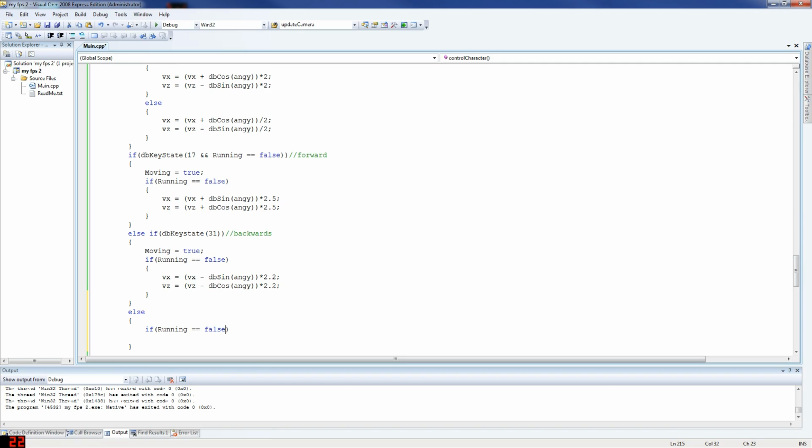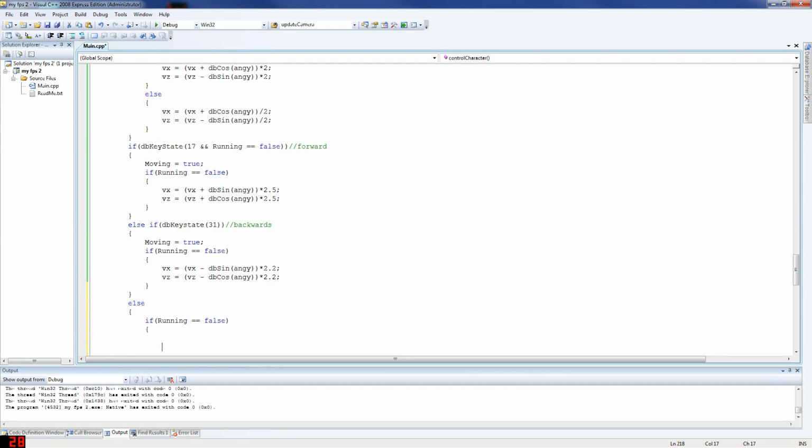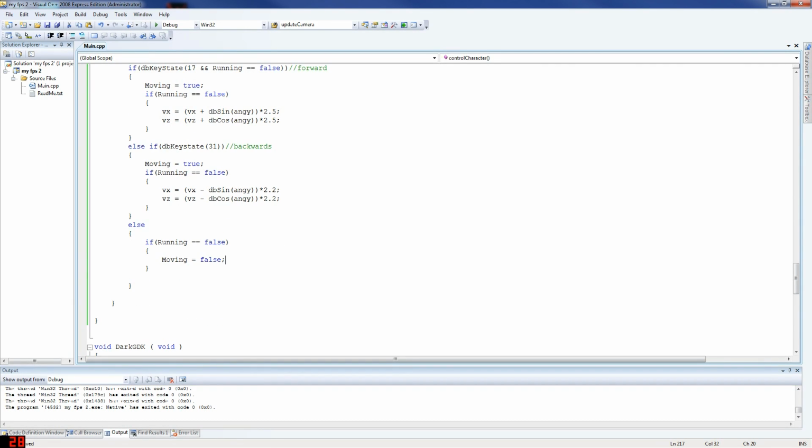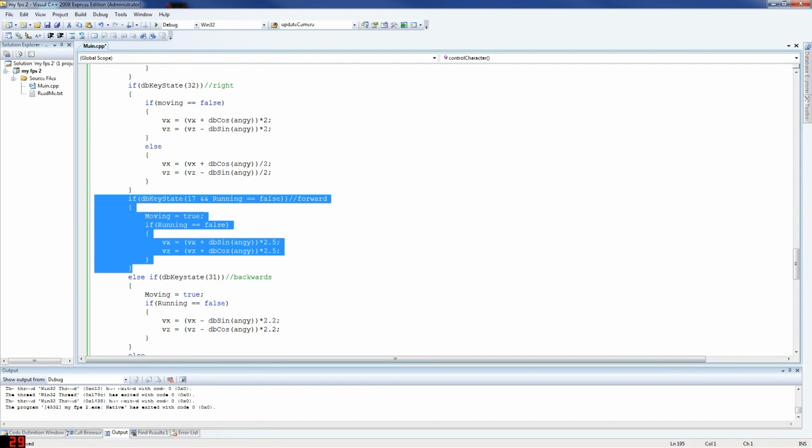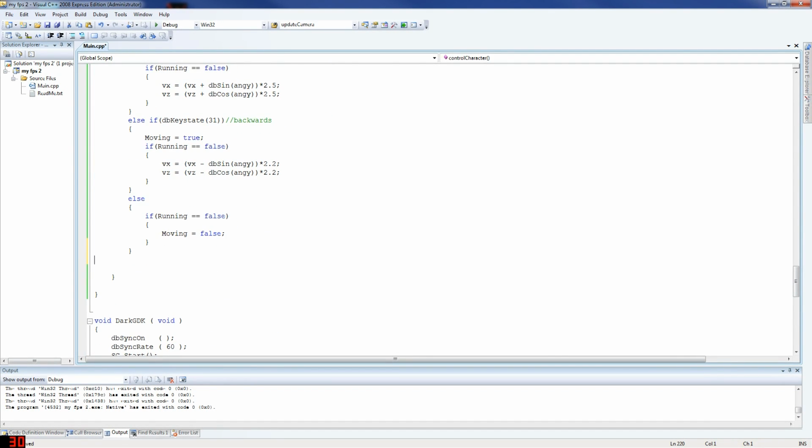is false, moving equals false. Okay, if running equals, you can try and see why I put that function there. I can't quite remember, but basically here I'm just going to copy the one that goes forward, because this is for our running now.